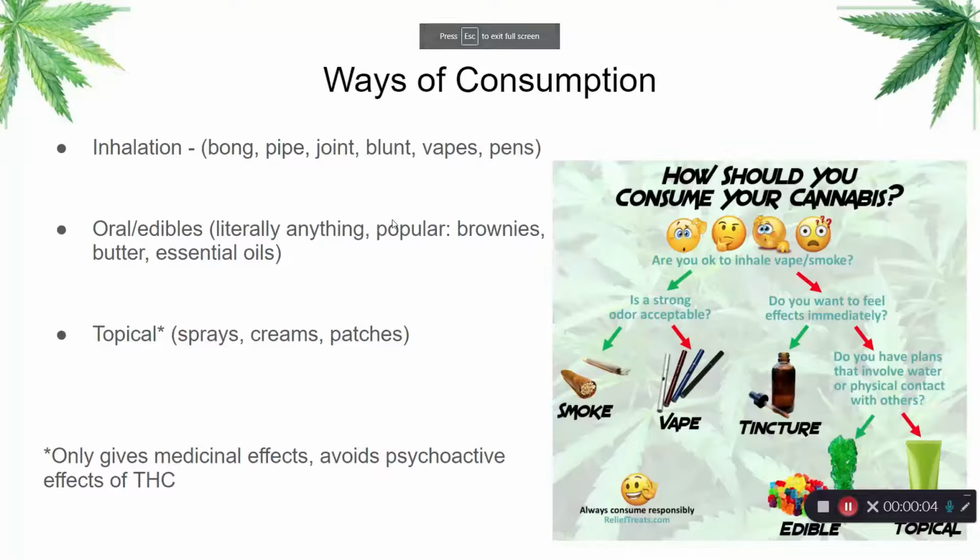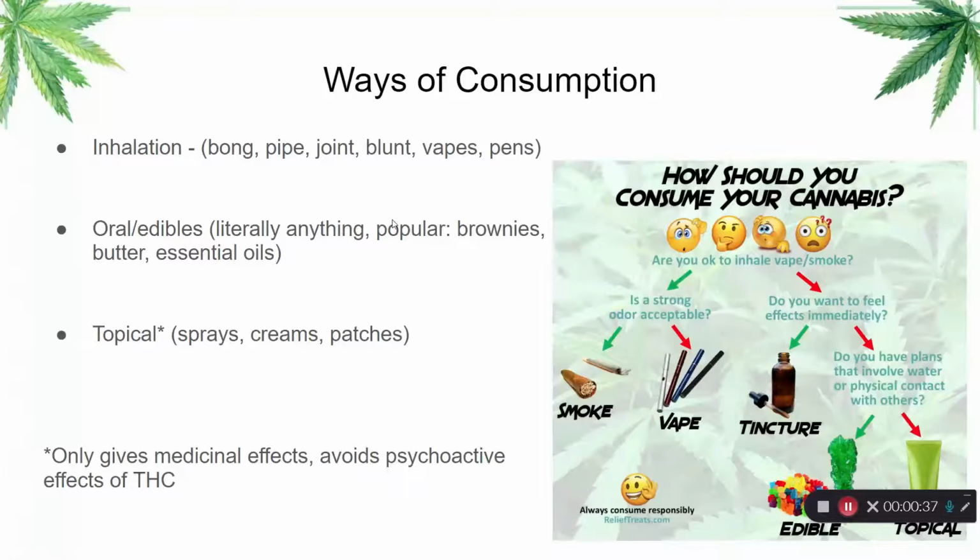And now we move on to applications and uses. First off, we are going to go over ways of consumption. Please note that this is only for educational purposes. One of the most popular ways of consuming CBD and THC is something that is popularized by pop culture and demonized by the media, and that is inhalation. You can inhale CBD and THC through things like bongs, pipes, joints, blunts, vapes, and pens.